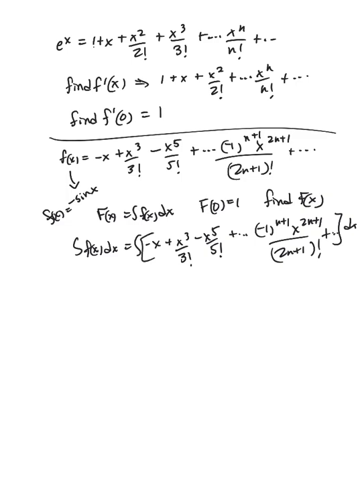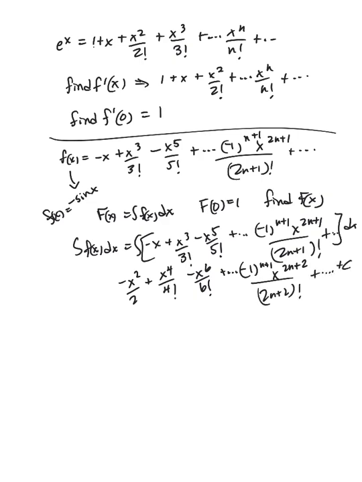Okay, so keep in mind, you have to bump it up 1, right? So when I bump it up 1, I'm going to get negative x squared and then divide by that number. When I bump up the x cubed, I'm going to get x to the 4th, but then that's going to become 4 factorial, minus x to the 6th over 6 factorial. The negative 1 to the n plus 1 just stays. But then you're going to have x to the 2n plus 2 over 2n plus 2 factorial, yada, yada, yada, plus c.